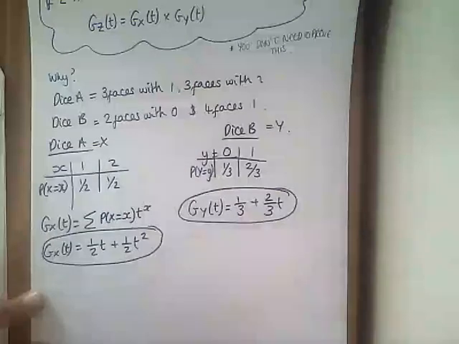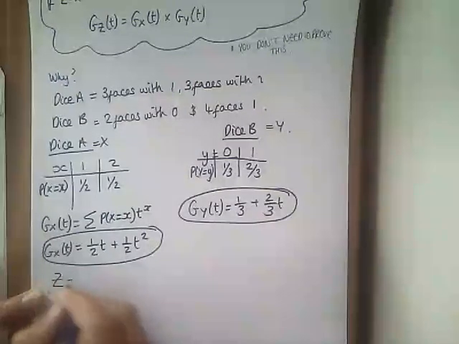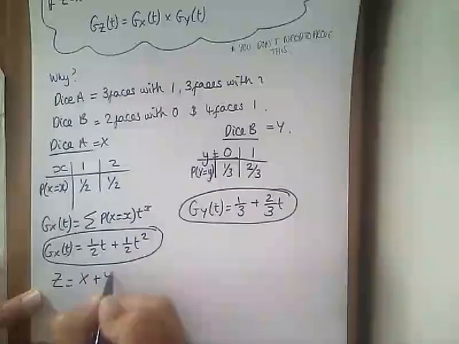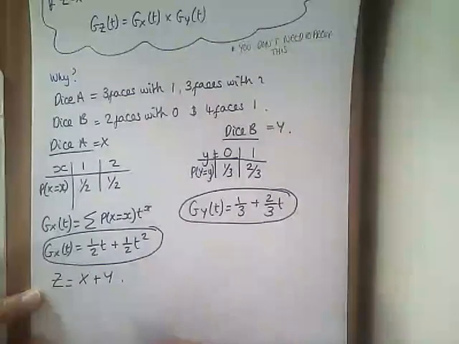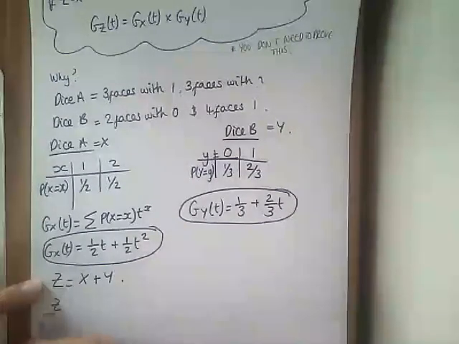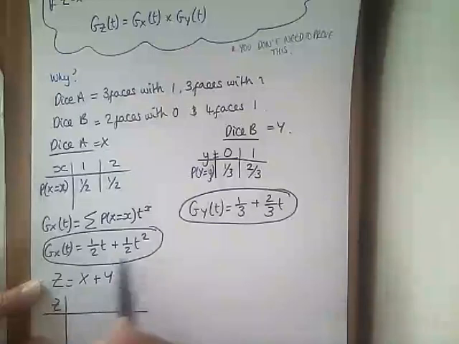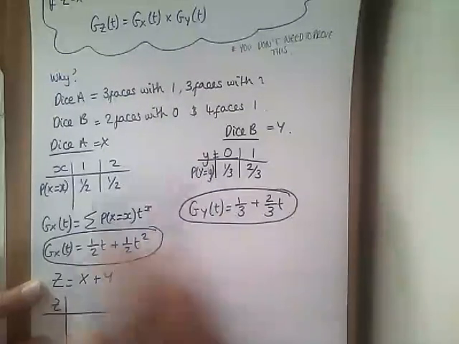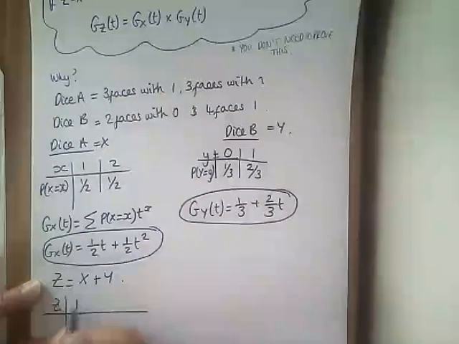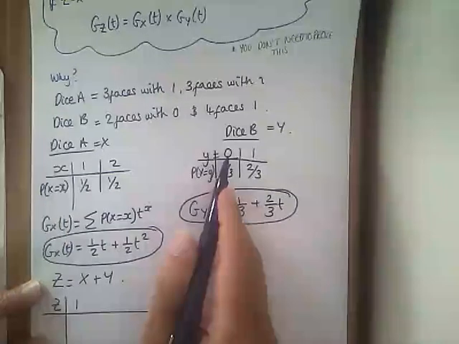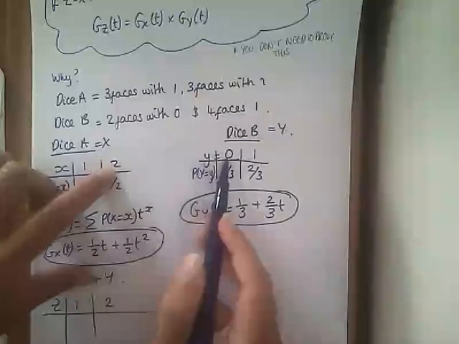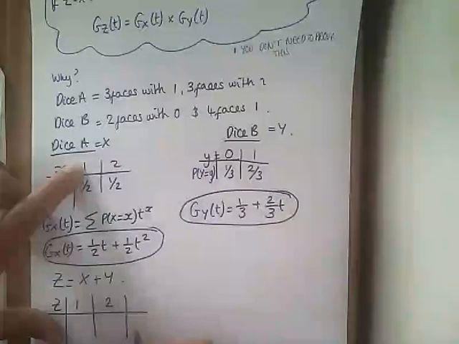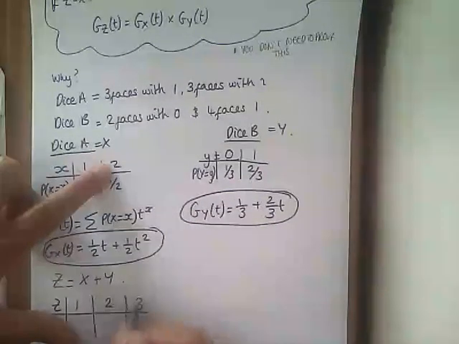Now let's say we had a new variable Z, which is X plus Y. So it's when we roll both dice and add the two scores. When we roll the two dice, you can't get 0 because there's no 0 on dice A. You could get a 1, which would be 1 plus 0. You could get a 2, which would be 2 plus 0 or 1 plus 1. And you could get a 3 by doing 2 plus 1.